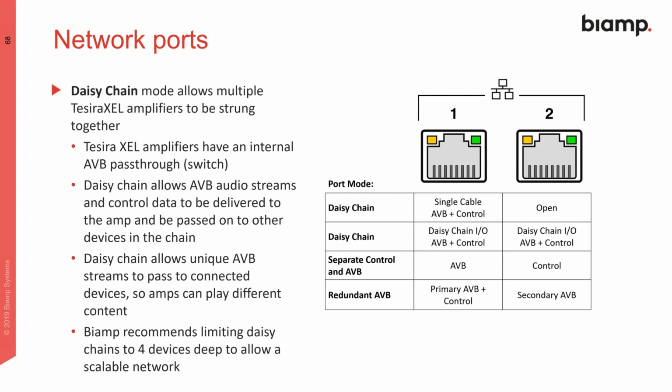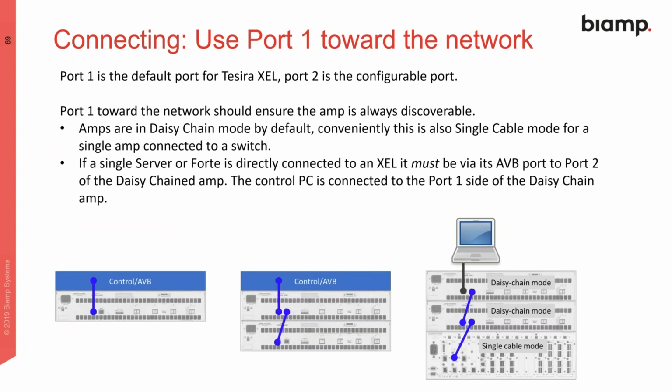These are the different network modes. You can see more about these within our support.biamp.com by searching for Excel. It'll walk you through the different configurations: the daisy chain configuration, separate control and AVB if you need those two to be on different networks, and then redundant AVB. So we've got a primary and a secondary AVB network. When connecting, port 1 is the default port. It always is AVB and control, unless we put it in the separated AVB and control mode, then port 1 stays AVB, port 2 becomes control.